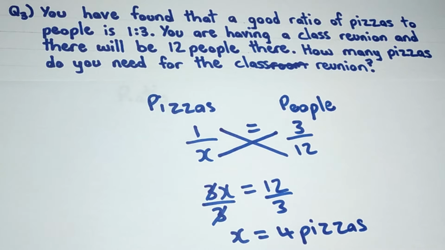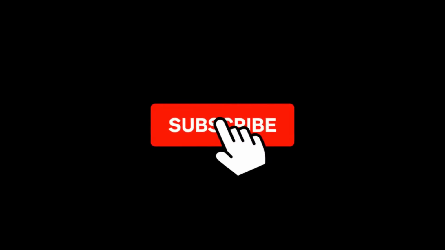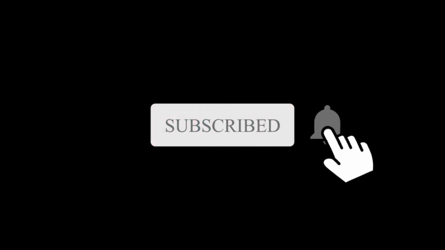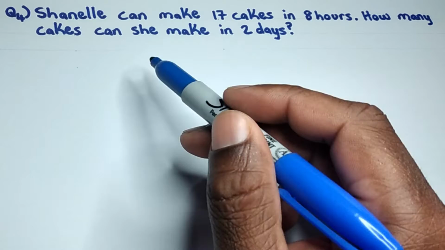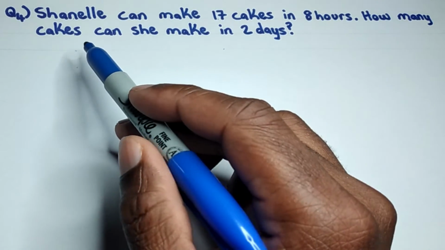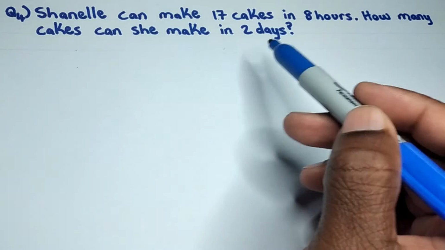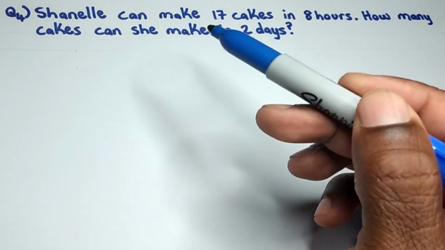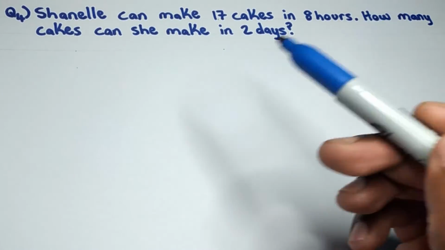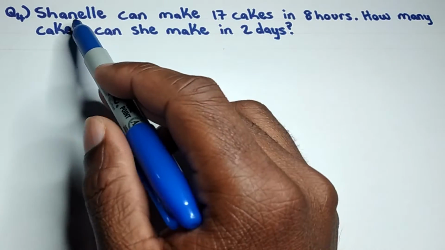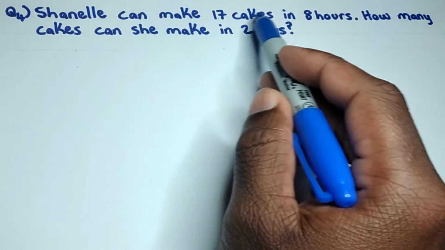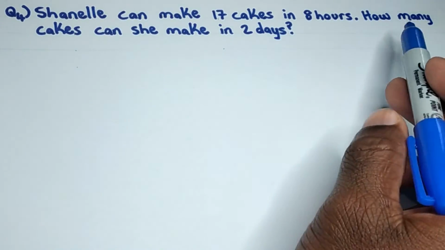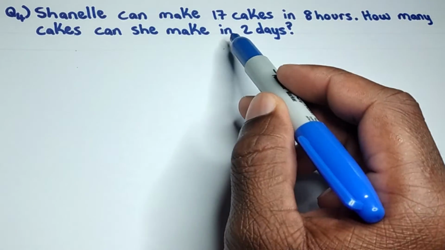All right. So now let us look at question 4. This was a problem that I used to help you identify a direct proportional worded problem. So here we have: Chanel can make 17 cakes in 8 hours. How many cakes can she make in 2 days?